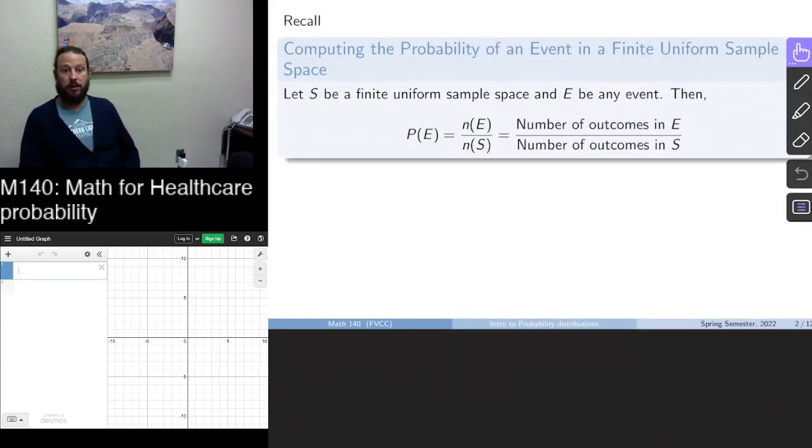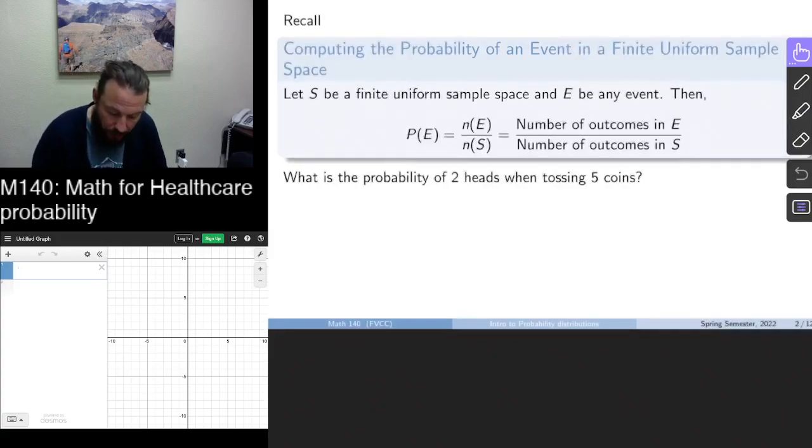Going back to our definition of probability, in a finite uniform sample space, that just means our sample space is broken up into equally likely events, and they're finite. We just look at the size of the set of the event over the size of the set S, or the sample space. All right, so what's the probability of two heads when tossing 5 coins?